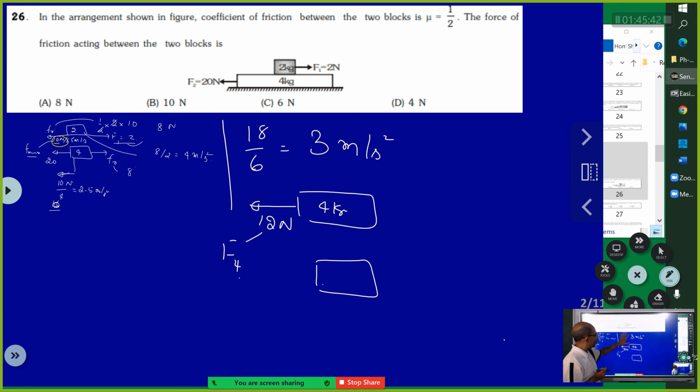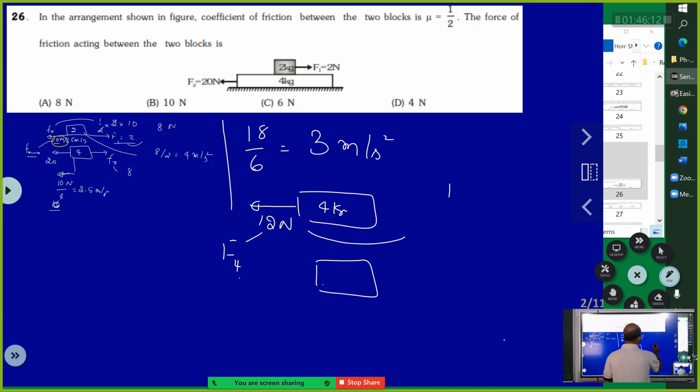So 18 divided by 6 is 3 meters per second square. So that means both the blocks are moving with 3 meters per second square. In that case, the force acting on the 4 kg will be 4 into 3, which is 12 newtons. So 12 newtons is the net force on this, and therefore 8 newtons must be the friction.